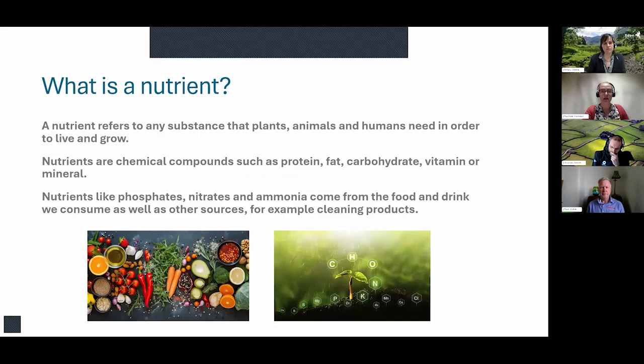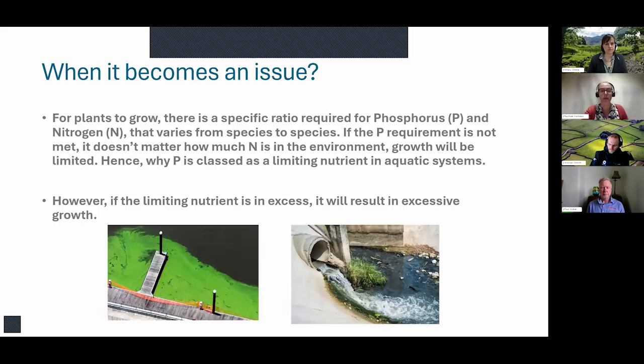So first and foremost, what is a nutrient? A nutrient refers to any substance that plants, animals, and/or humans need to live, grow, and reproduce. They're chemical compounds such as proteins, fats, carbohydrates, vitamins, minerals. They're essential for plant growth, especially in the freshwater environment, just like they are in your garden, where you might apply them as part of an NPK fertilizer. Nutrients like phosphates, nitrates, ammonia, they come from the food and drink that we consume, as well as other sources, for example, like cleaning products.